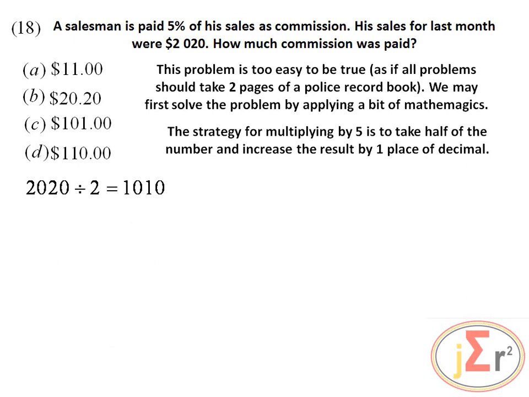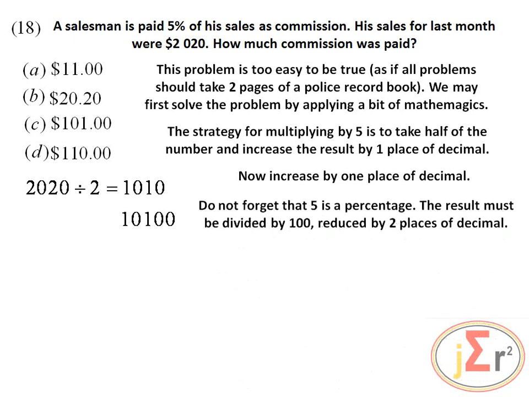So 2020, take half of it, which is the same as dividing by 2, we get 1010. Now increase by 1 place of decimal, we get 10,100. Do not forget that 5 is a percentage. The result must be divided by 100, reducing by 2 places of decimal, and we have $101. The correct answer is option C. That's all there is to it.